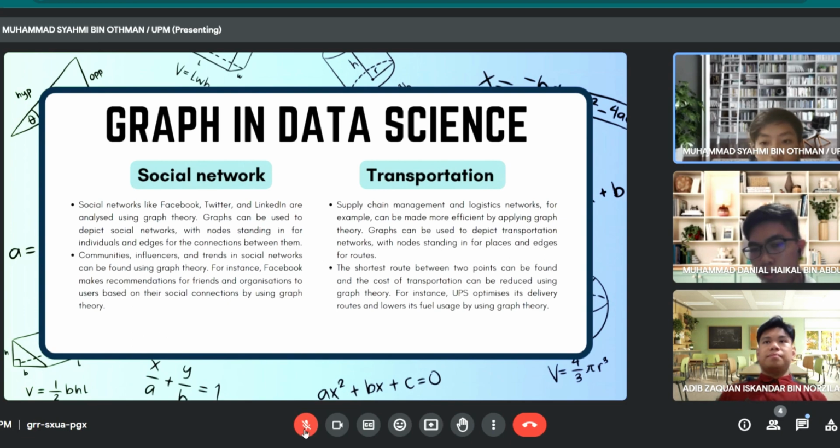Supply chain management and logistics networks, for example, can be made more efficient by applying graph theory. Graphs can also be used to depict transportation networks, with nodes standing in for places and edges for routes. The shortest route between two points can be found, and the cost of transportation can be reduced using graph theory.